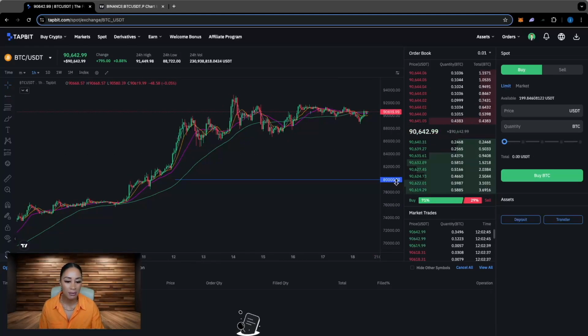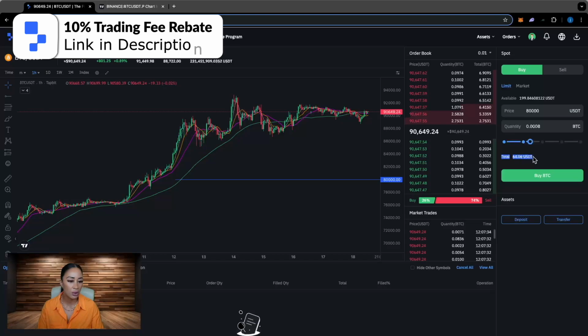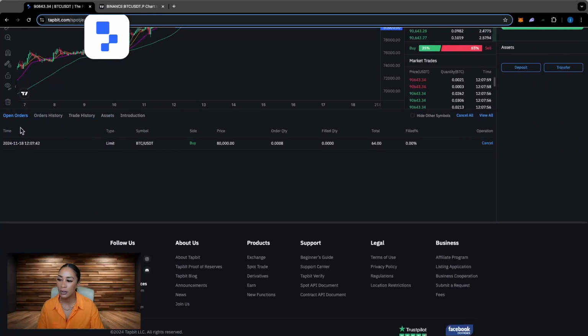You would then set that price in the limit order box. You can then calculate the amount of Bitcoin you are wanting to buy manually, or you can use the slider bar, which is the quick and easy way to do it. The slider lets you set the amount in USDT, making the math really easy to work out since it is based on how much you are willing to spend. Once you are happy with the price and the amount that you are willing to spend, you would then click buy. Your order is then going to show up down the bottom here under open orders.